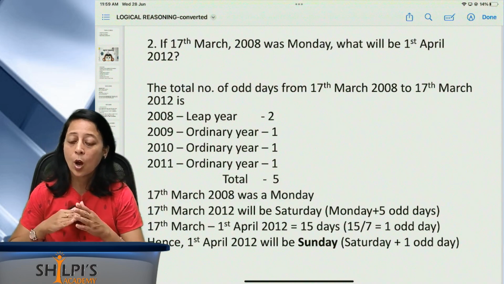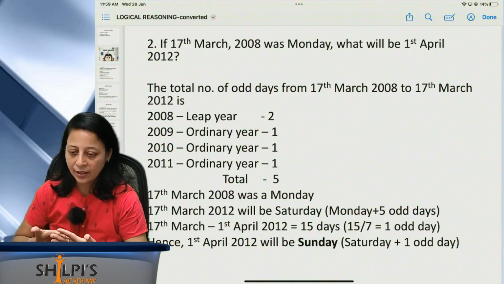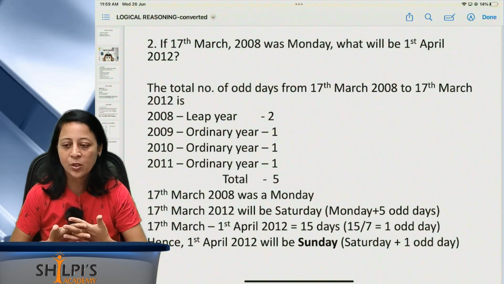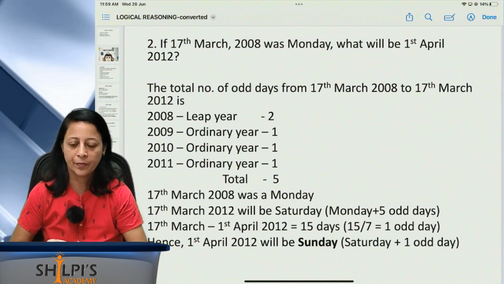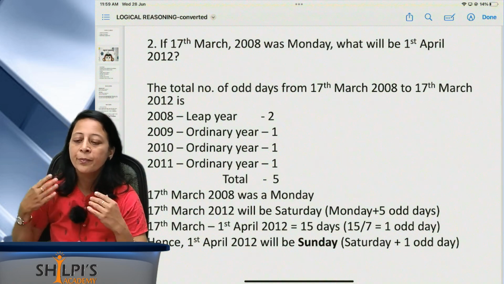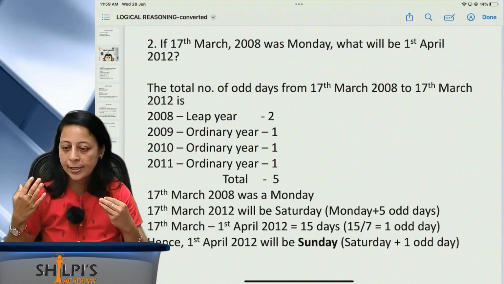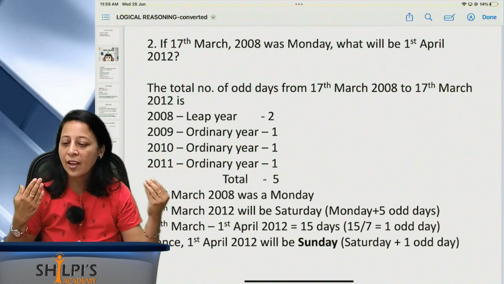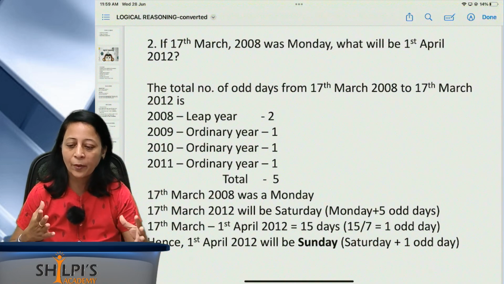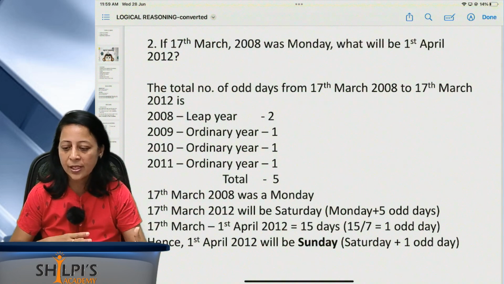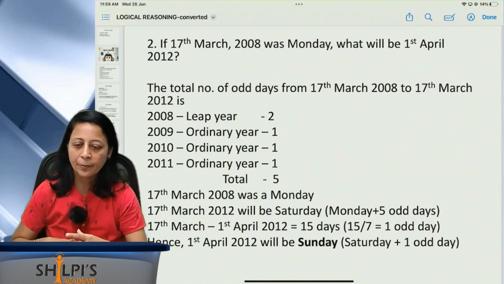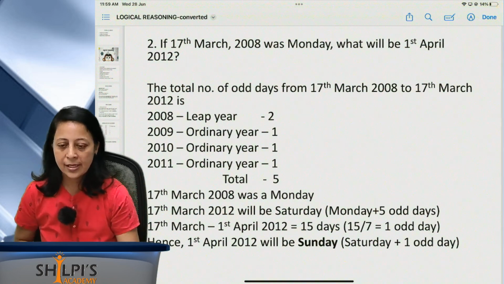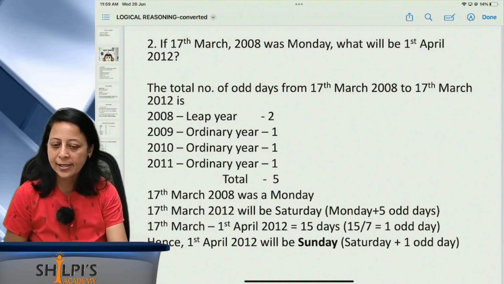The odd days we learned earlier are going to help us do the questions here. You have to recollect the odd days in an ordinary year, odd days in a leap year, then odd days in every month. You have to recollect all those to proceed with these questions very fast. I'll teach you step by step. Hope you all can understand very easily.